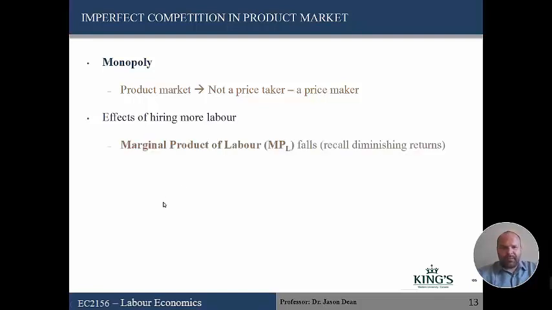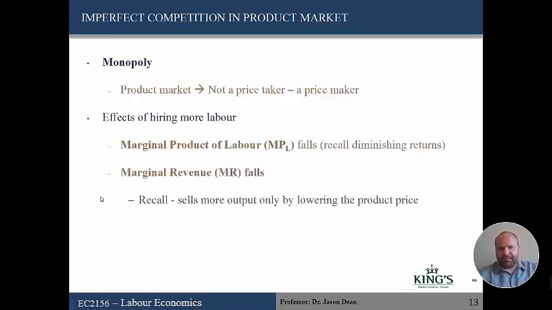So what are the effects of hiring more labor? The marginal product of labor is going to fall, and that's because of diminishing returns. If you remember marginal revenue, now marginal revenue is not going to be exactly the same as the price. The monopolist is the whole market, and they're going to face the market's downward sloping demand curve. So if they want to sell more output, they need to lower their price.